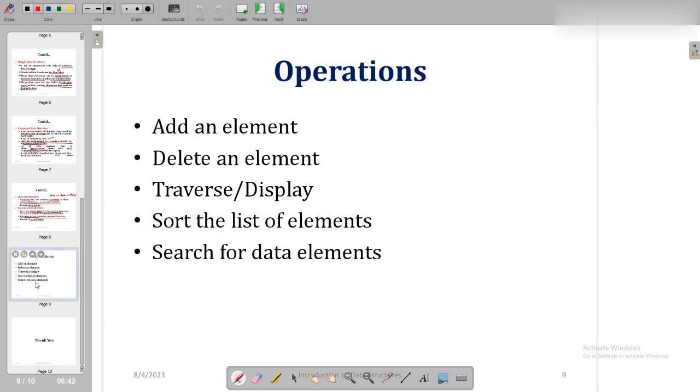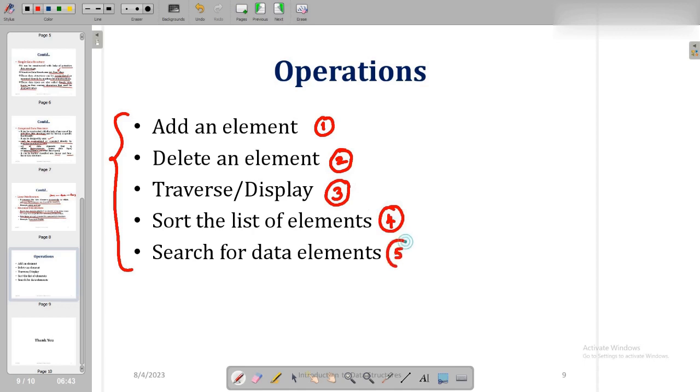In all these data structures like arrays, lists, stacks, queues, graphs, trees, we can perform some set of common operations. What are all the operations we can perform in all the data structures or all the algorithms? That is add element, delete element, traverse, display or visit an element, sort a set of elements, and search an element. These are the 5 common operations applicable in all the data structures.